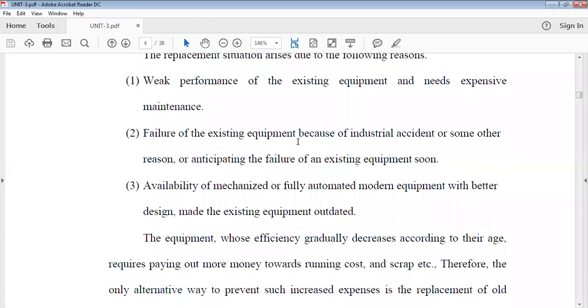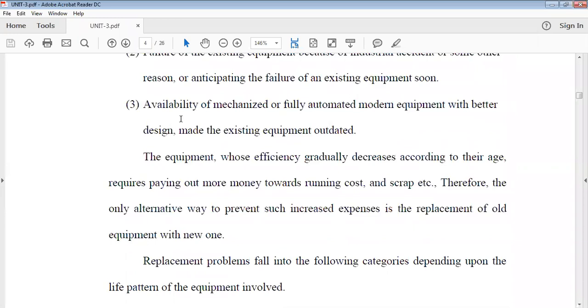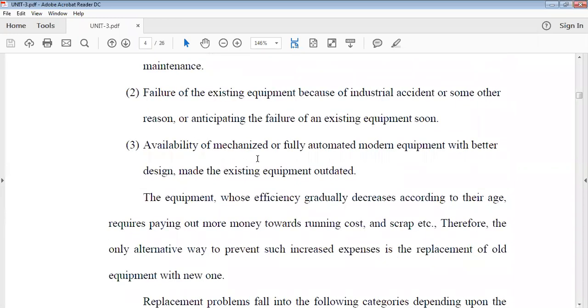So if there is a sudden industrial accident and you cannot go for purchase of a new machine, therefore it is better to go with the existing machine. Next, third one: availability of mechanized and fully automated modern equipment with better design made the existing equipment outdated. In such a case, you must go for it.